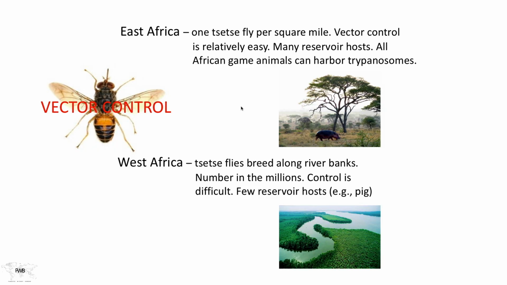The thing that makes controlling very difficult in East Africa is the fact that almost all of the game animals harbor this infection. So the tsetse fly is an indiscriminate biter. It will bite cattle, it will bite people, it will bite hippopotami, it will bite rhino, if it can get through that tough hide. And as a result, virtually almost all of the tsetse flies in East Africa are infected.